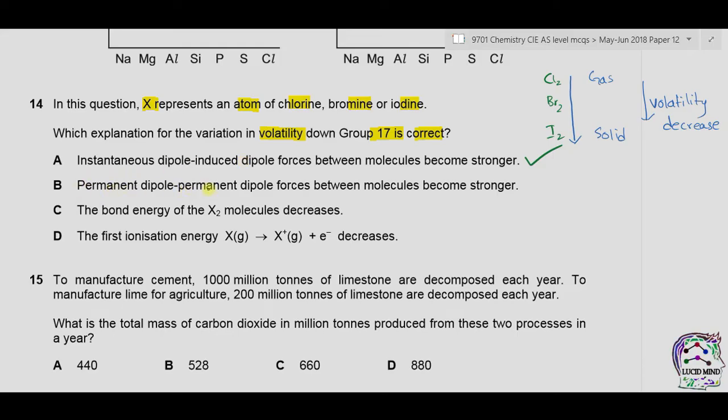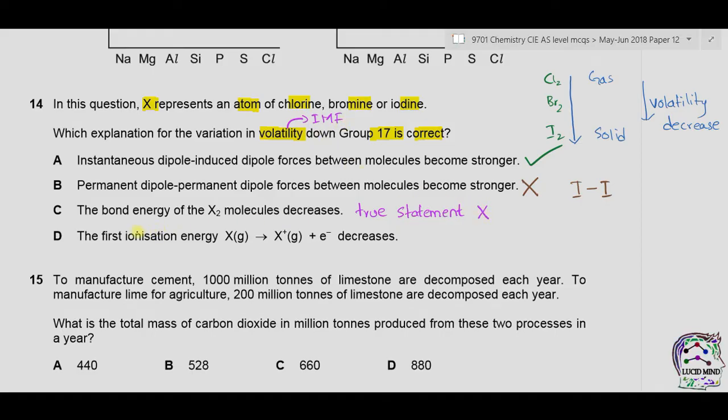B. Permanent dipole forces between molecules become stronger. This is incorrect because the molecules are made up of similar atoms, so there are no opposite charges present, so permanent dipole forces are absent. Part C. The bond energy of X2 molecule decreases. This is a true statement because the bond energy of fluorine is very high as compared to the bond energy of iodine. But this has nothing to do with the volatility, as volatility does not depend on bond energy, it depends on intermolecular forces. So C is also incorrect.